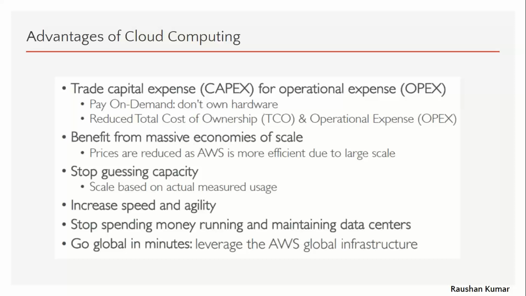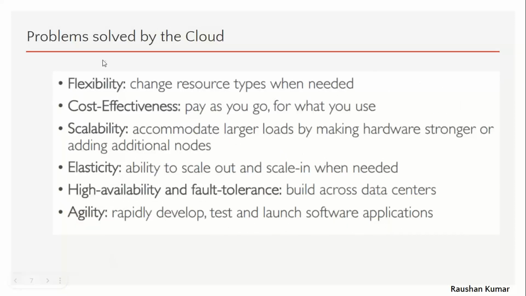EC2, S3, SQS were the first three services. I'll talk about that in some time. Go global in minutes. Yes, all the advantages of cloud computing. All these are the problems solved by the cloud. Flexibility: today, if you're running your workload in 4-core, 16 GB memory, tomorrow, if you want to run a workload in 8-core, 32 GB memory, because you think that's more optimal for you, run it. You're not going to pay for 4-core, 16 GB RAM anymore.